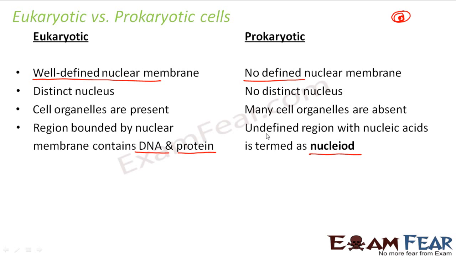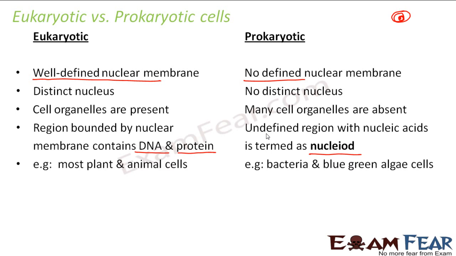So that means in prokaryotic cells, we have nothing called nucleus, we have nothing called nuclear membrane. Instead, we have something called nucleoid. So nucleoid is any region which has more of nucleic acids. Let us look at some of the examples. When I talk of eukaryotic cells, you can consider any example of any plant or animal cells. When I talk of prokaryotic cells, you can think of bacteria and blue-green algae cells.